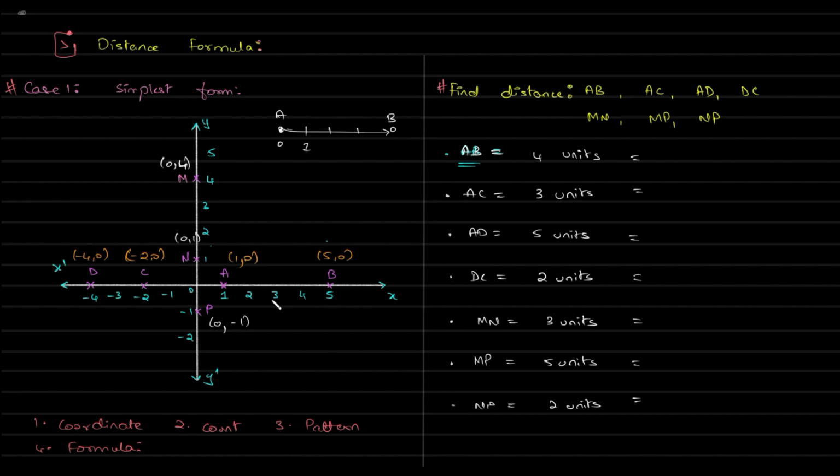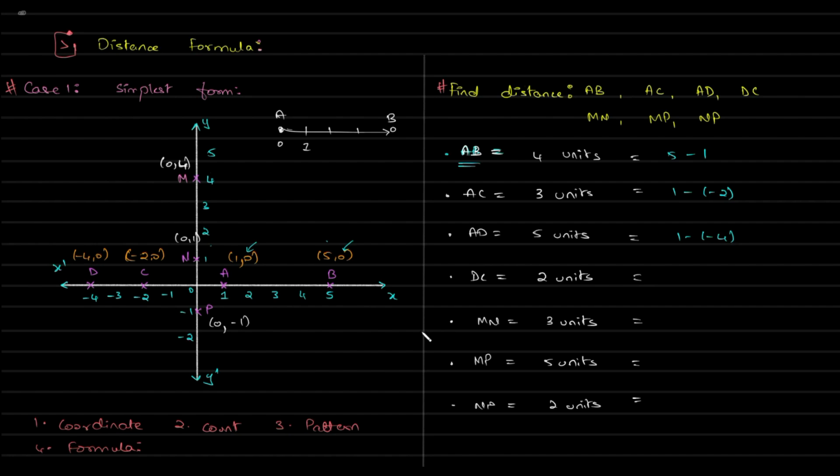See, we're looking at AB. B is 5, 0 and A is 1, 0. How can I get 4 out of 5 and 1? Anyways, this is 0, so we are not thinking about y components. We're just thinking about the x components. So this is 5 minus 1. A to C, 1 minus of minus 2. A to D, 1 minus of minus 4.